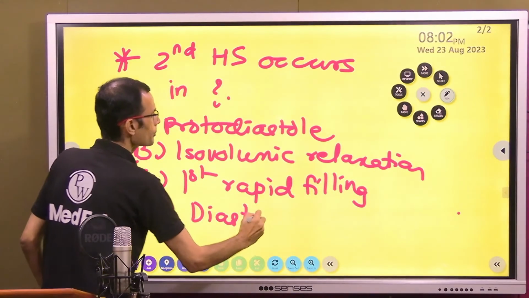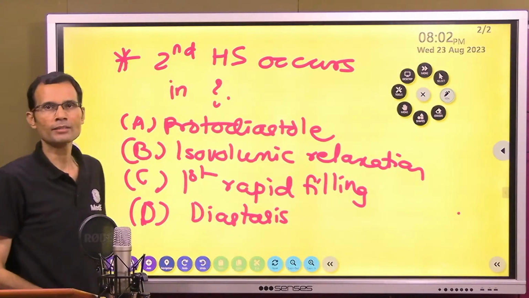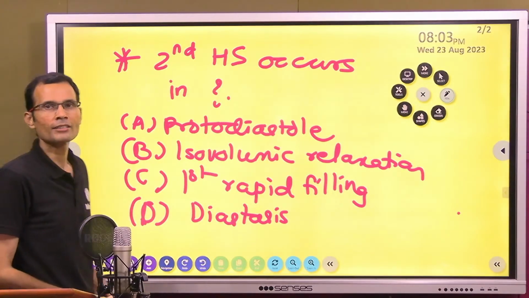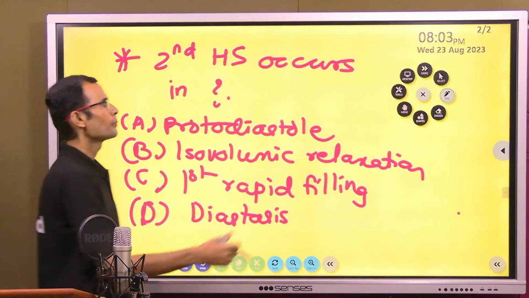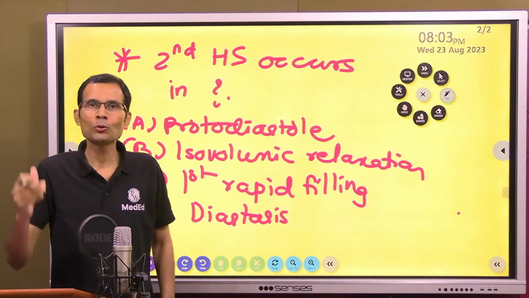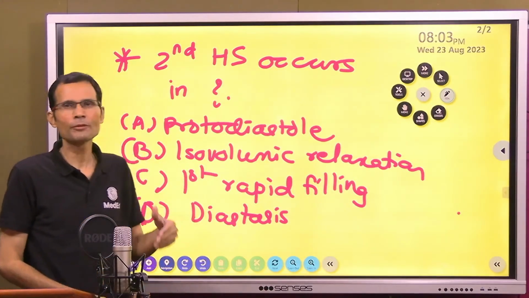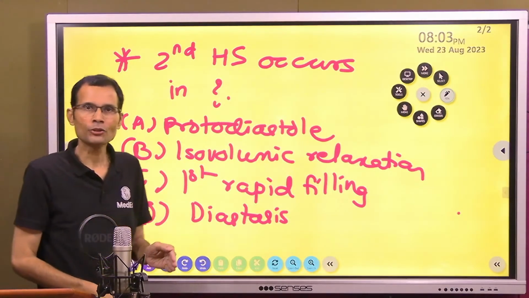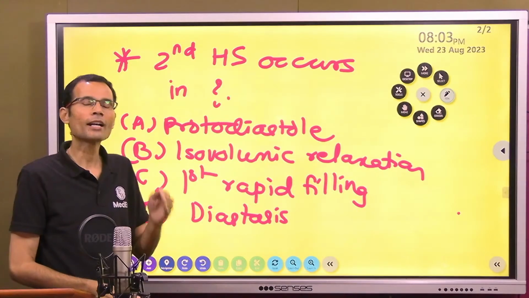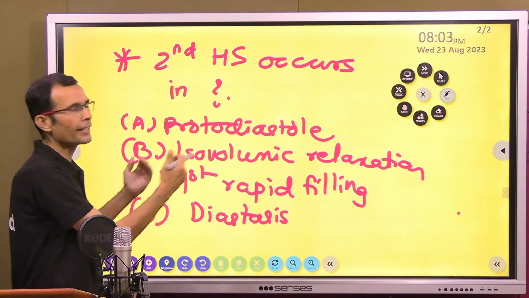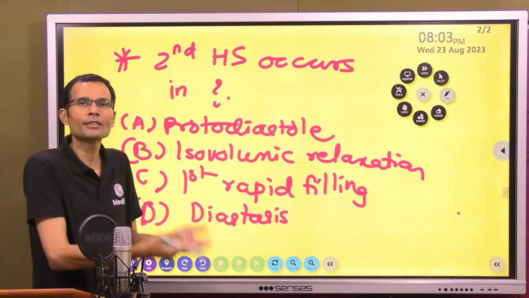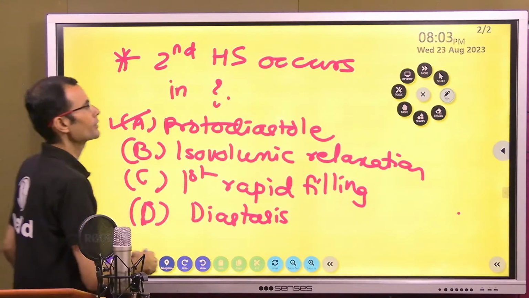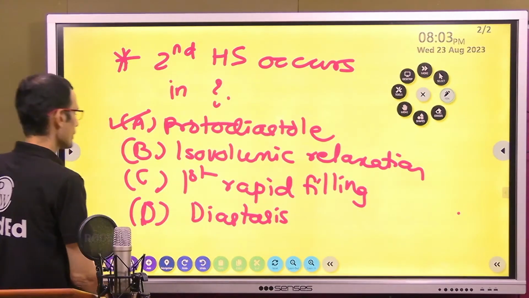This MCQ has come in the recent past in one of the exams. Want to answer, you can answer, but second heart sound occurs in which phase of the cardiac cycle? The answer is protodiastole. We will discuss it. I'm just giving you the answers for now. So protodiastole, the first phase of the diastole, and at the end of it there is the second heart sound. So protodiastole ends with the second heart sound, and then there is isovolumic relaxation. So this was the answer. That was question number one.